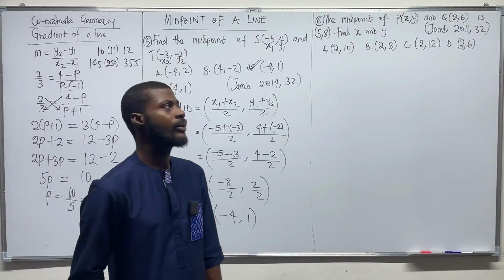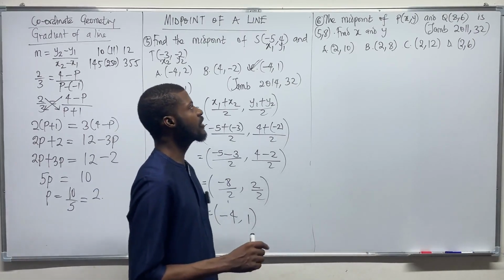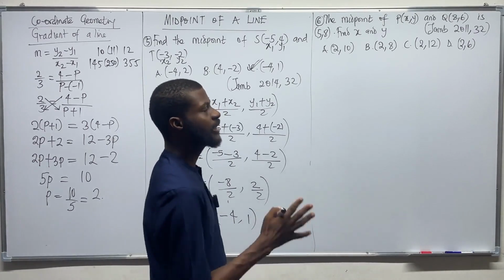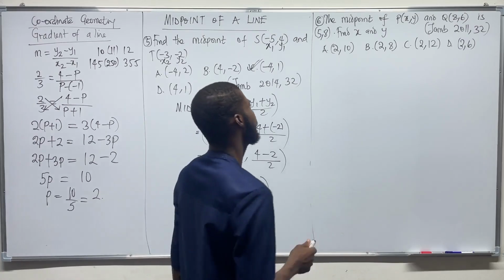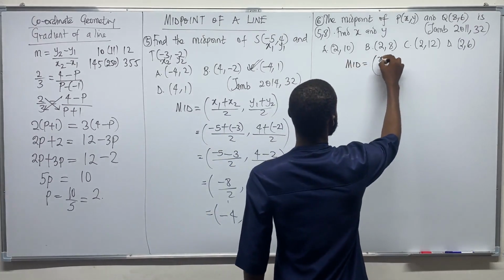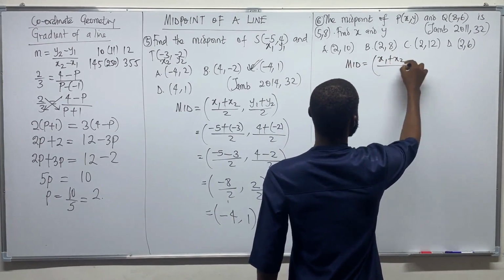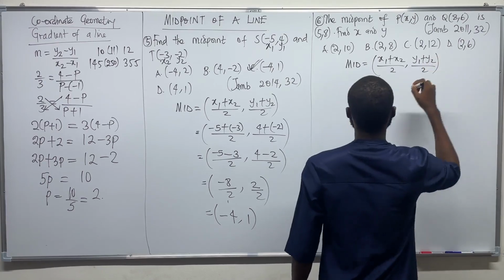So what do you do if you're asked to find x and y? That's easy to do. The first thing you want to do is write out your midpoint formula. There are two ways of solving this. I prefer the second one, but let me do the first one. So the midpoint is x1 plus x2 over 2, y1 plus y2 over 2.